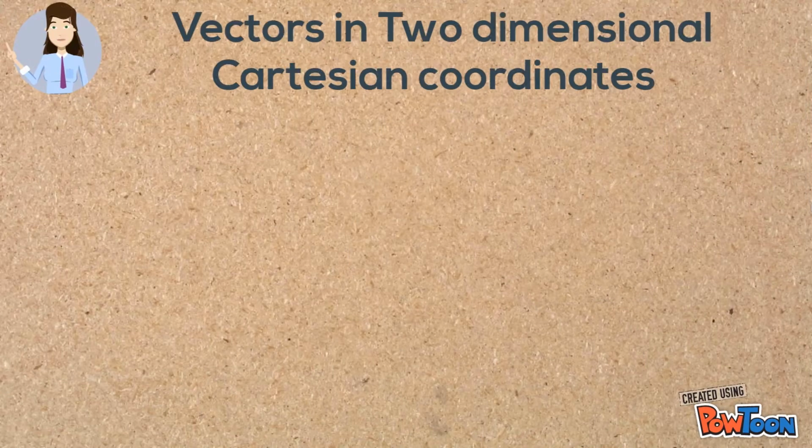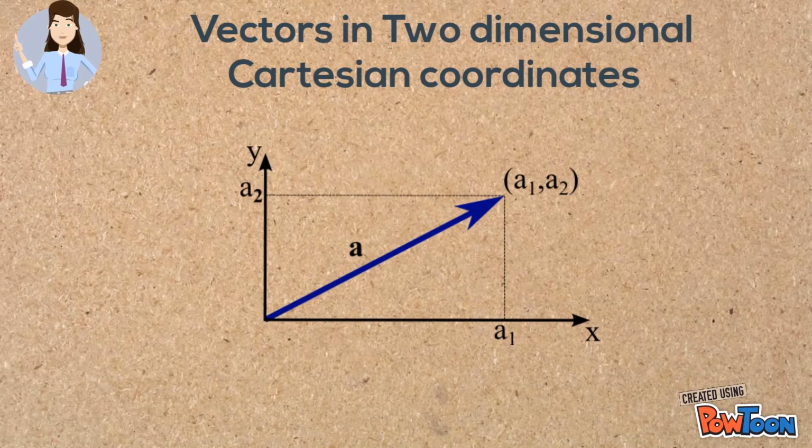To determine the coordinates of a vector A in the plane, the first step is to translate the vector so that its tail is at the origin of the coordinate system. Then the head of the vector will be at some point A1, A2 in the plane.